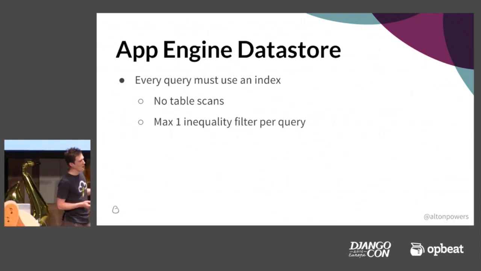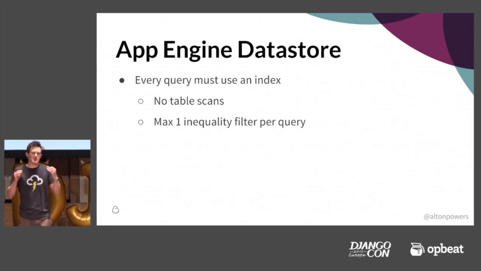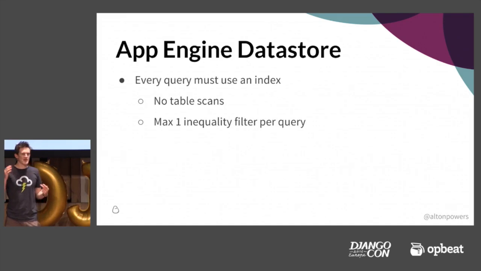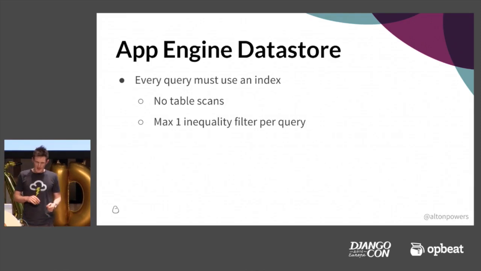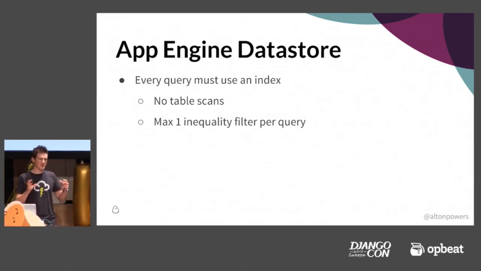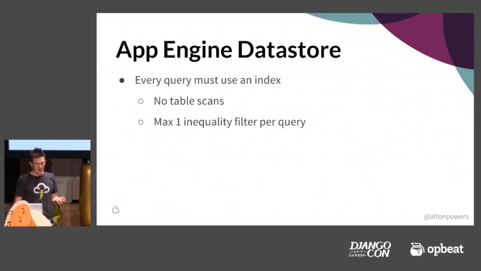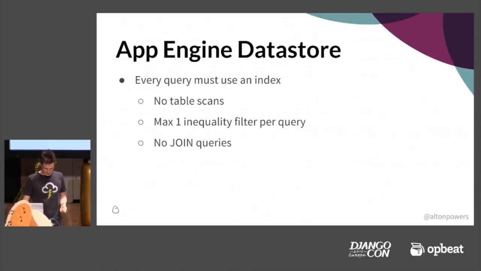You can also only have one inequality filter per query. So again, App Engine wants to be able to jump to a point in an index and then just read from that point onwards. So you can say, I want all rows where this column is greater than whatever value. It jumps to that value and reads from that point onwards. But to be able to do that on 2 different columns at the same time with one greater than and one less than something else, it can't do it in that way. So you can only have one inequality per query.